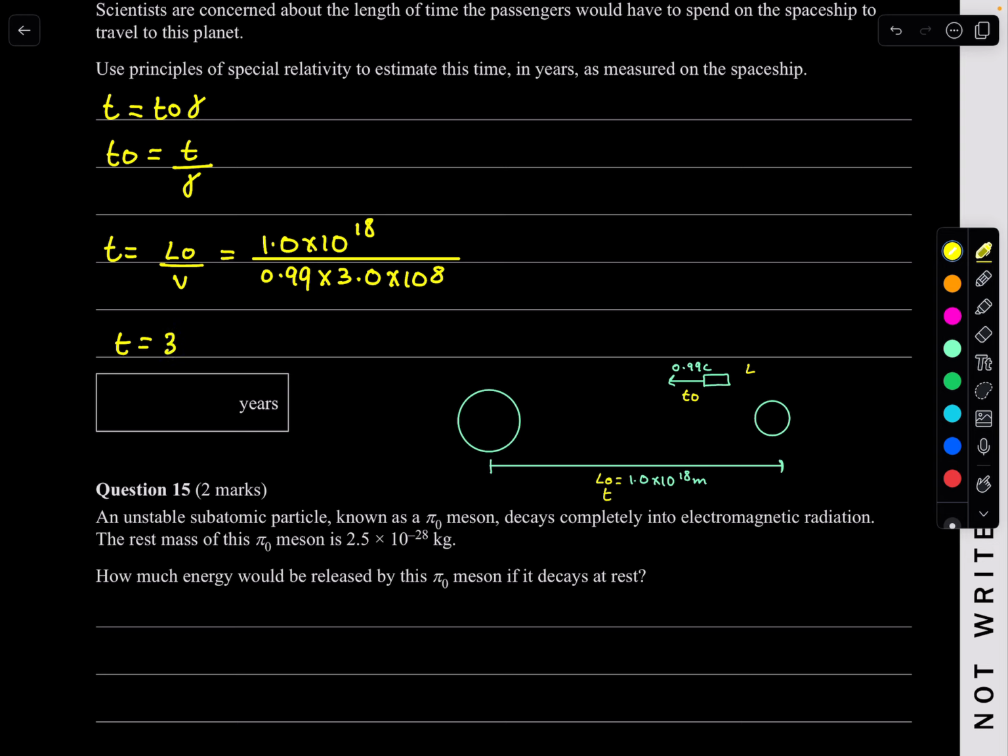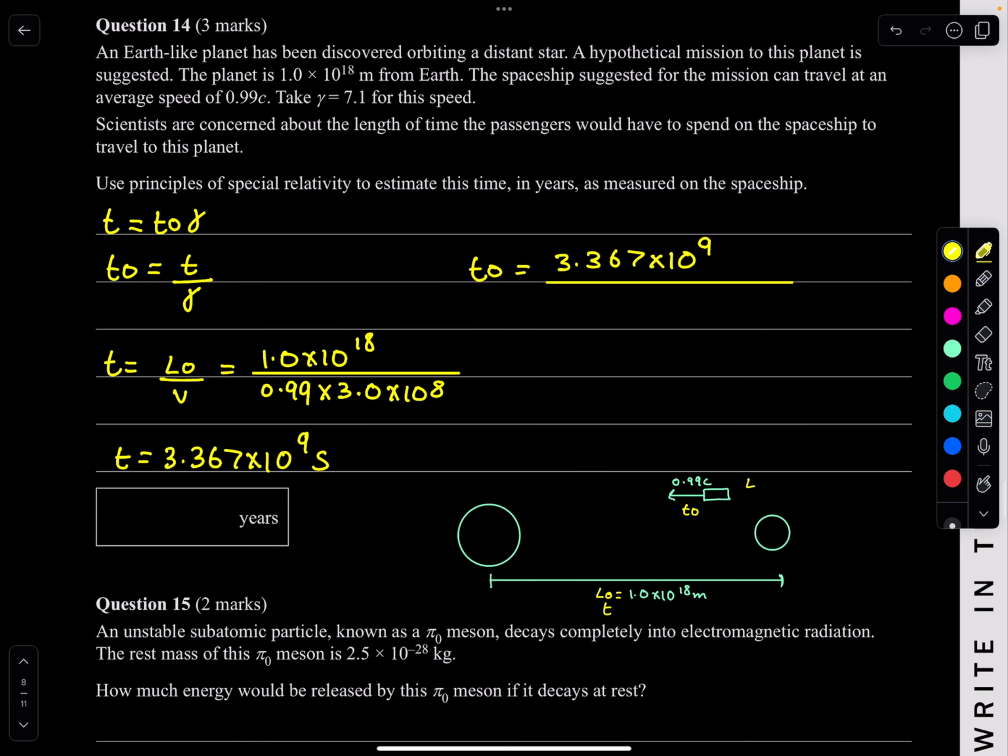It's a big number, so I'm going to write it: 3.367 times 10 to the power of 9 seconds. That's the time that's been dilated. So now it's easy to calculate our proper time. Proper time is our time dilated, 3.367 times 10 to the power of 9, divided by your gamma, which is 7.1. That gives us our proper time, which is a very big number.